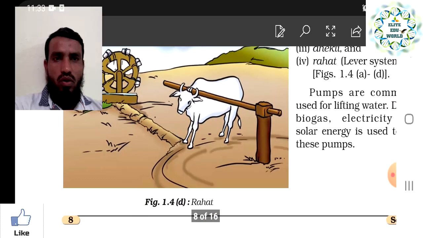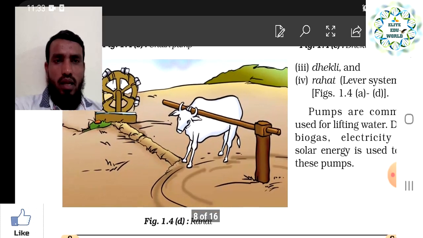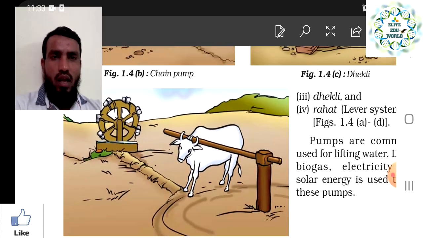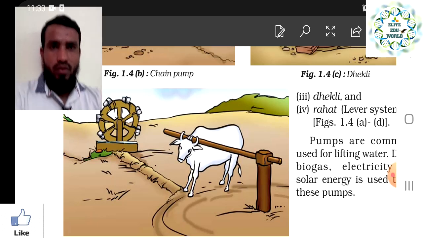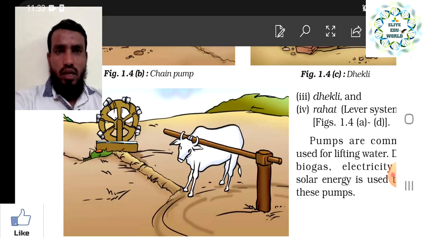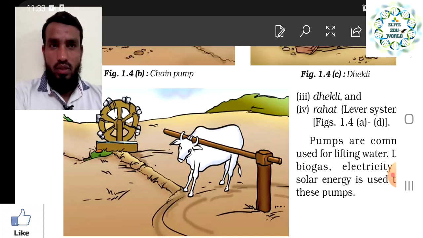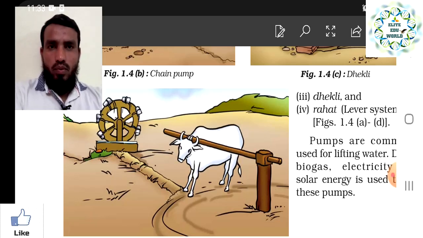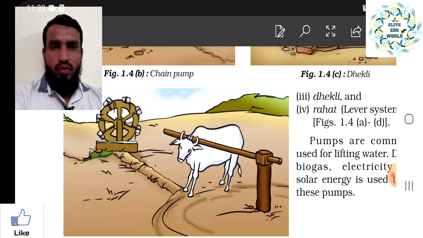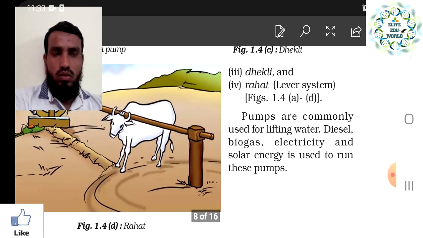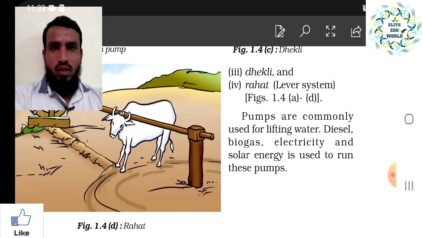Number four is called the Rahat. In the Rahat, you can see the boxes are attached to a wheel, and at some distance a bull is moving. With the help of the energy of this bull, the boxes move, the water is taken out from the well, and it is provided to the field. So these four are all the traditional methods.